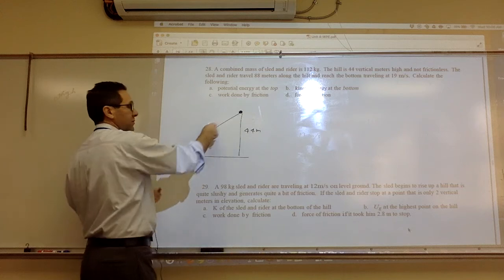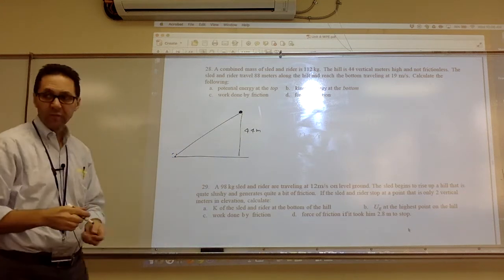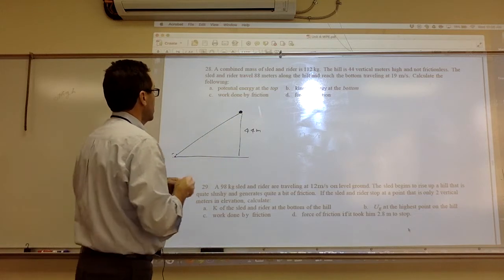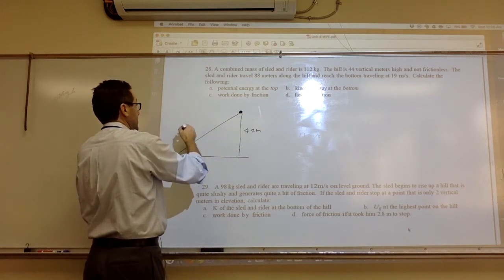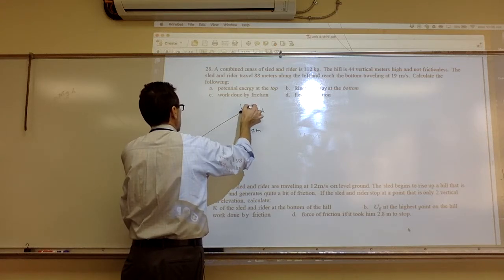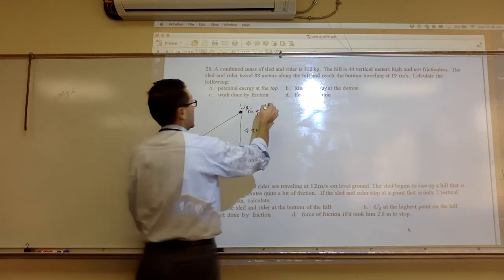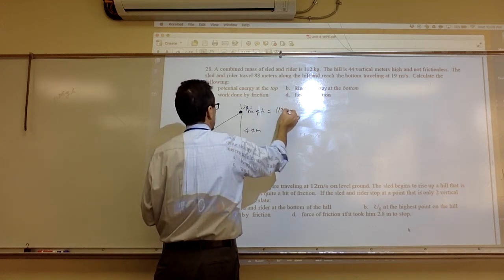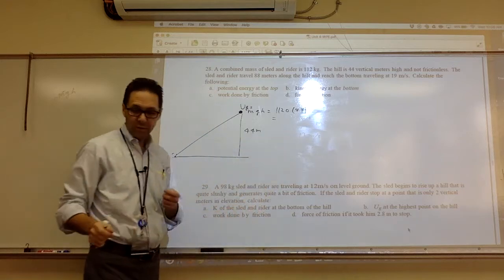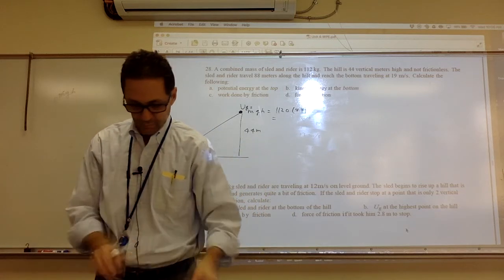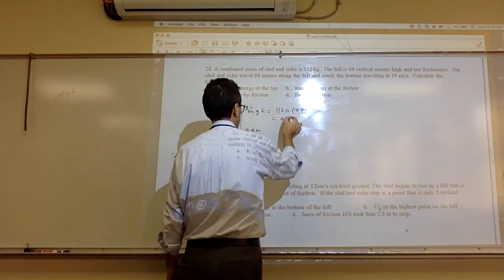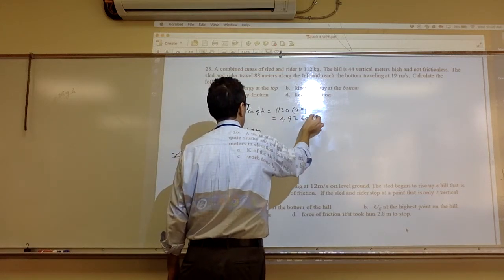Now, sometimes you will be given the length of the ramp and the angle, and you'll have to figure out the height yourself. So the potential energy at the top is just going to be mgh. And that's going to be 112 times 9.8 times 44. And I'm getting 49280 joules.